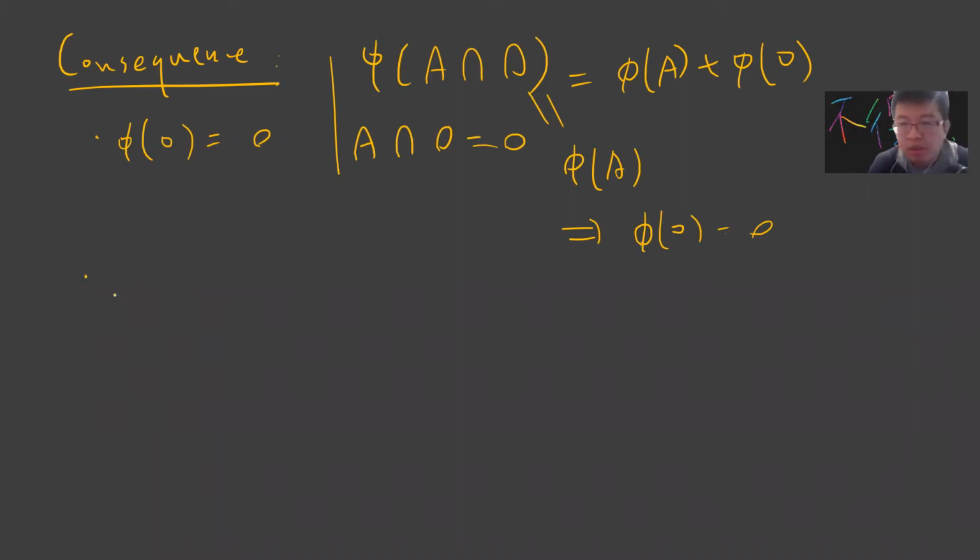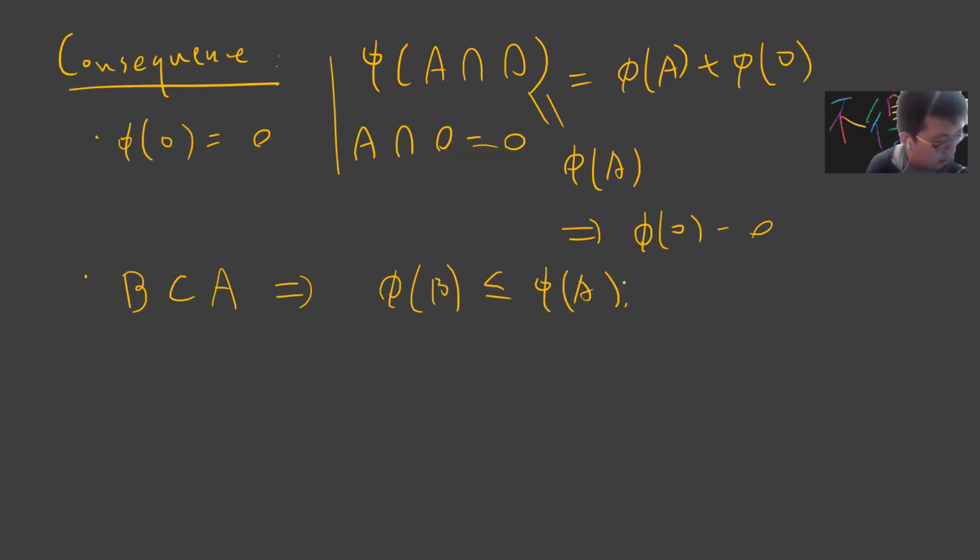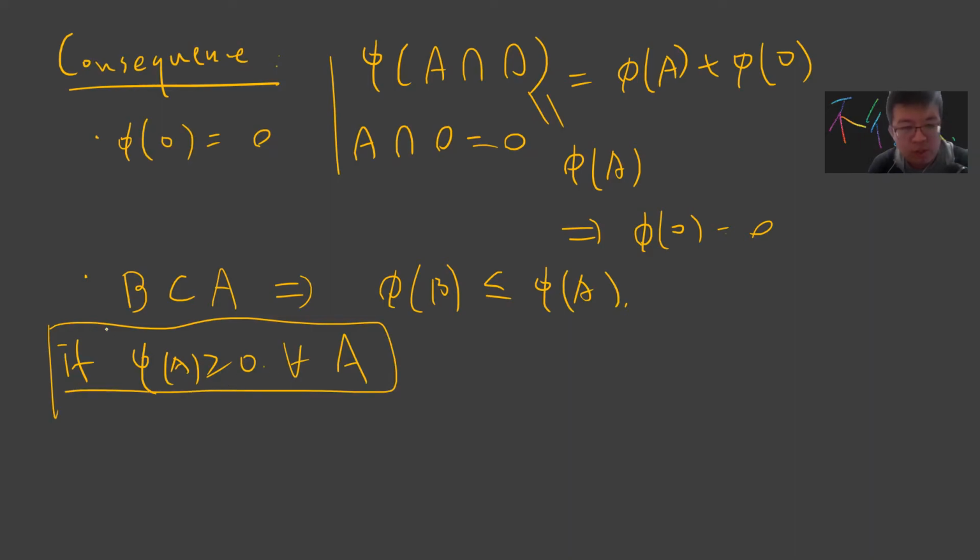And the second one is also important. It says that if B is a subset of A, then phi of B is less or equal to phi of A. This holds if phi of A is greater or equal to 0 for all A. So if phi of A is greater or equal to 0 for all A, then if B is a subset of A, phi of B is less or equal to phi of A.